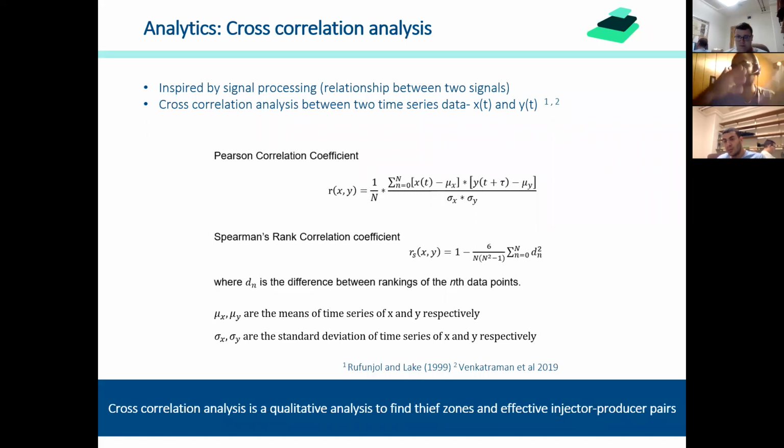So that's the concept behind using these approaches, and through that you can actually find where the thief zones are in your reservoir and which are your effective injector producer pairs.